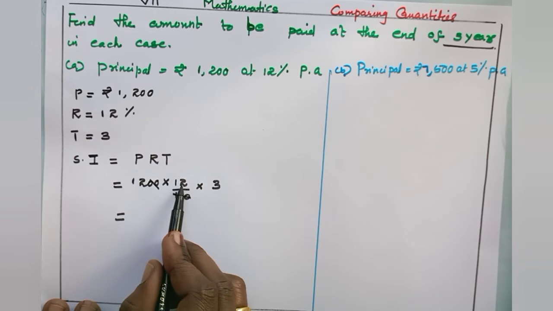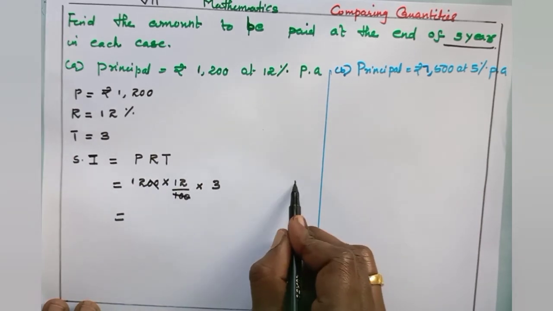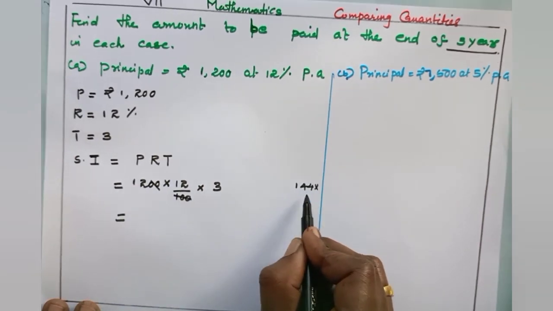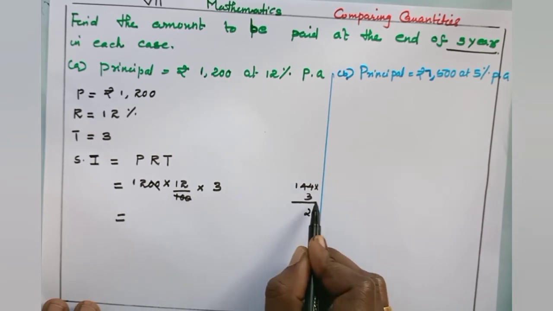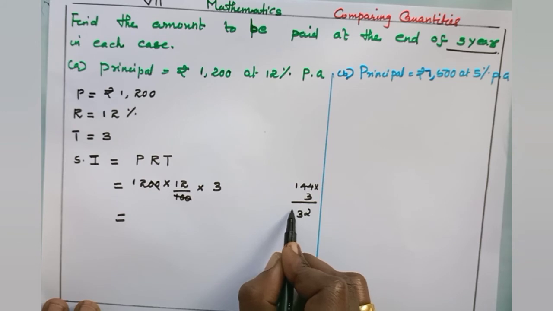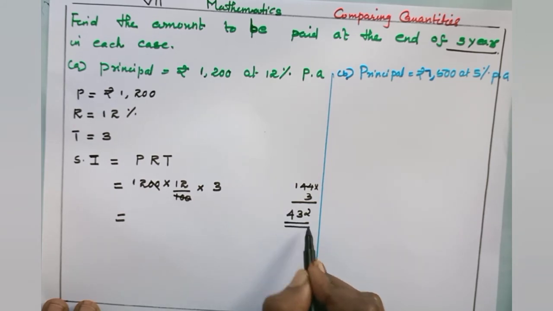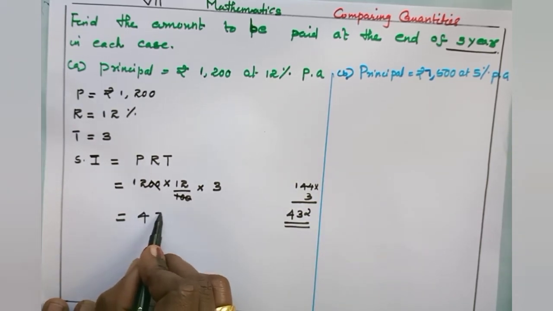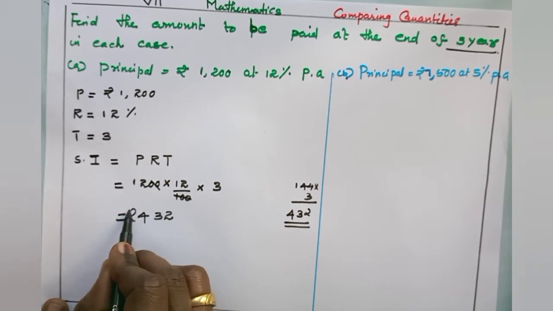Then 12 into 12 is 144. 144 into 3: 3 fours are 12, 1 carry. Again 3 fours are 12 plus 1, 13, 1 carry. 3 ones are 3 plus 1, 4. So 432 rupees is the simple interest.